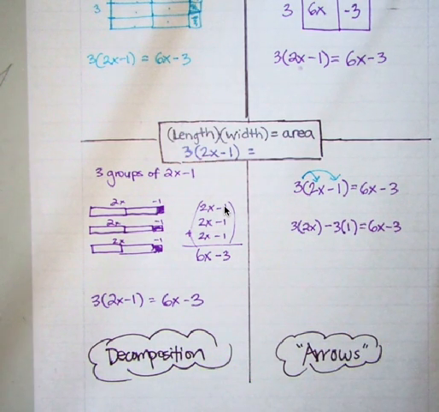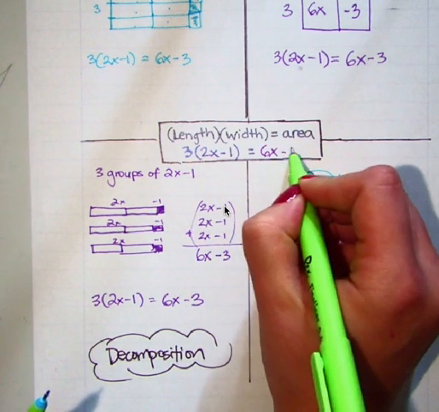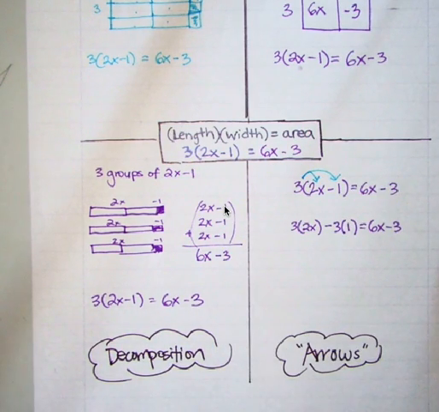All right, so now you know distributive property is really just an area problem. You're finding length times width to get to the final answer, which is 6x minus 3. And now you have 4 different ways of finding the answer to a distributive property problem.